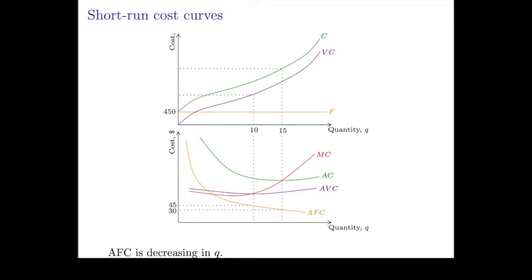What about the fixed cost? Well, the average fixed cost is always just going to be this decreasing function, because it's just going to be f divided by q. So it's going to be a function that looks like 1 over q, scaled by this factor f. So those are all of our cost curves.